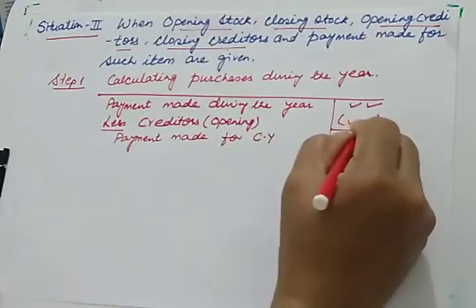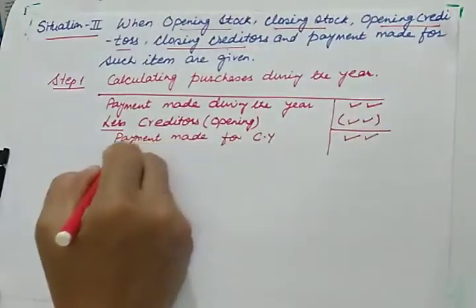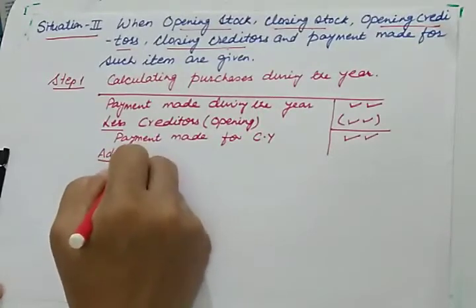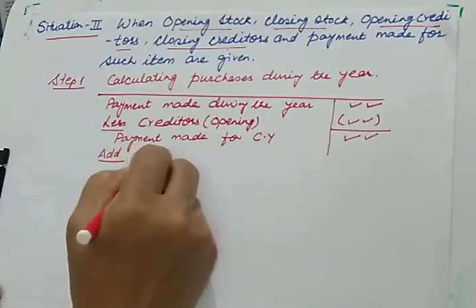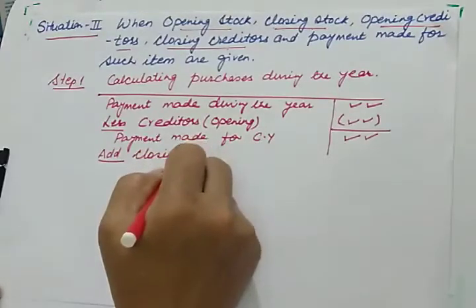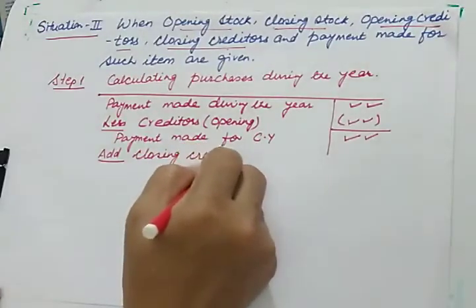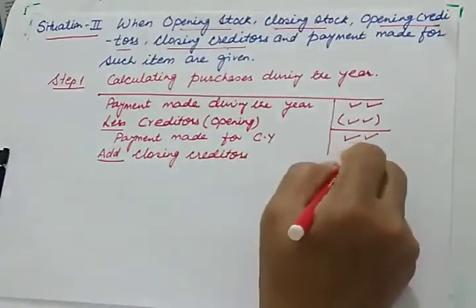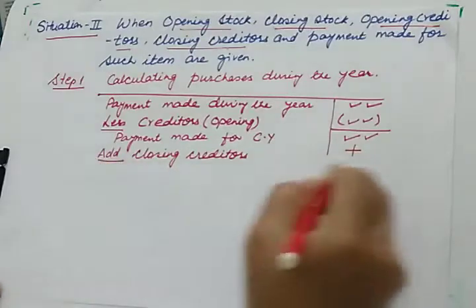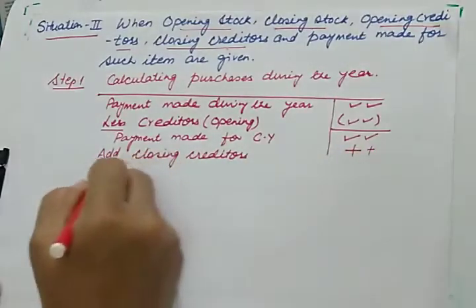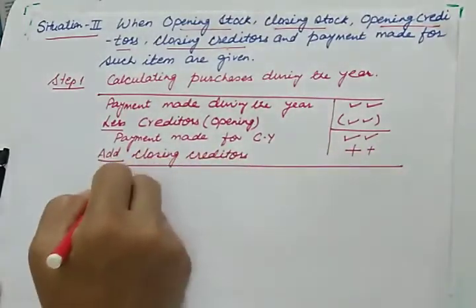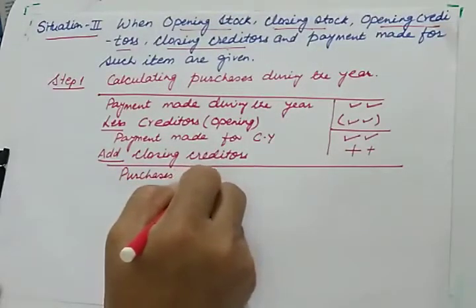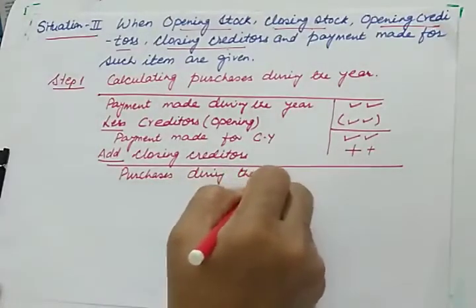Whatever we paid for the current year, we'll get after this, and in this we'll add those items which are not paid. So closing creditors will be added. Closing creditors during the year will be added in this, and after that we'll be able to get purchases during the current year.